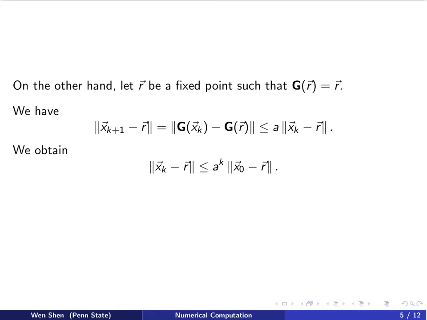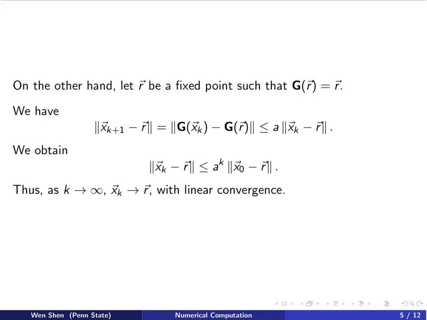Again, one can apply a simple induction argument to get that the norm of xk minus r will be less than a to the k times the norm of x0 minus r. Now recall that by the contraction principle, this a here is a positive number strictly less than 1. Then as k goes to infinity, this coefficient goes to 0, and the norm goes to 0, and we say that xk converges to r.